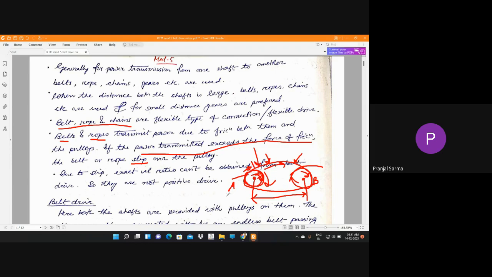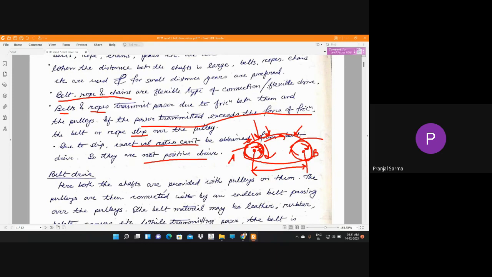Because of this slip, we cannot get the exact velocity ratio from the belt drive. As there is the presence of slip, and we cannot get the exact velocity ratio, belt drives are not positive drives. But gear drives are positive drives. I hope that's clear.